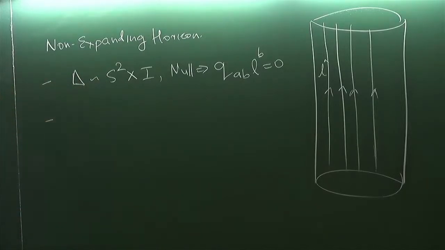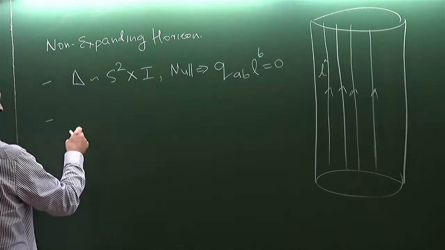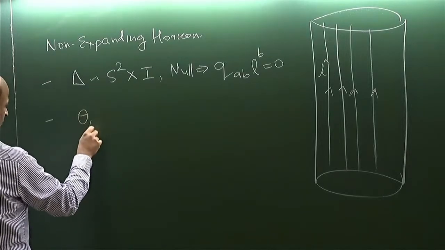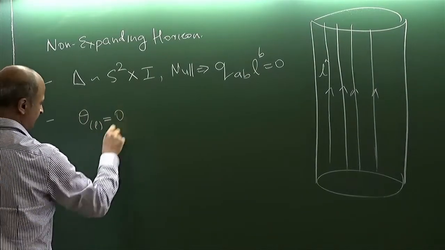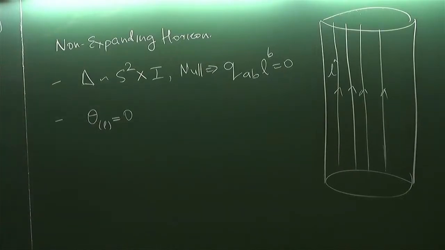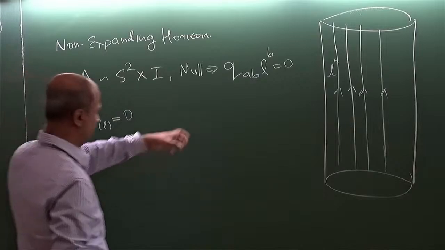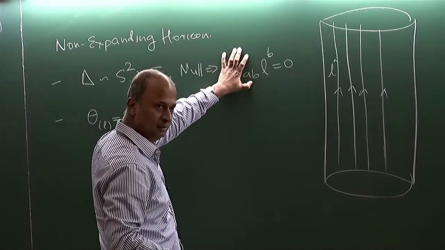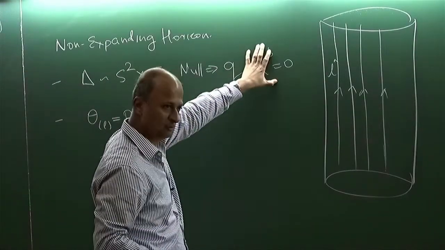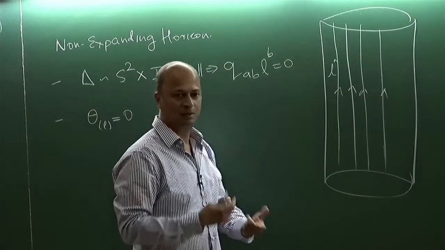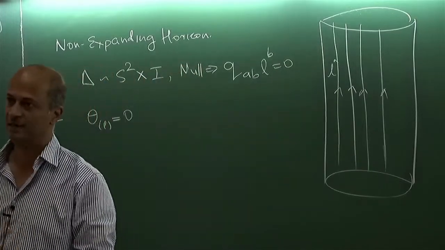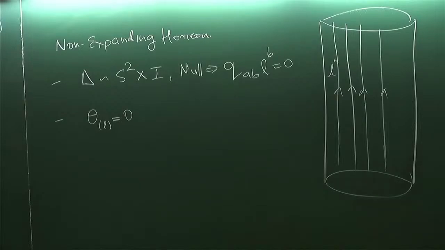The second property is that the expansion of this null direction should vanish. This is not true for an event horizon in general. For an event horizon, which is a null surface, it is again true that it will have a degenerate metric. It will also have a null normal, so it will be like this.